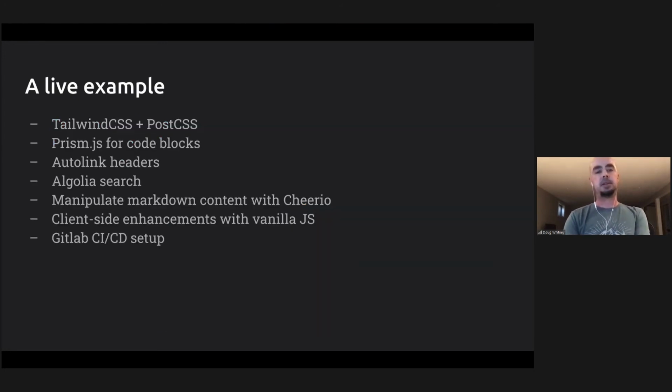A couple of other things you'll see in the demo repo, in the stack that we used. Prism.js was great for syntax highlighting, and then Gatsby plugins for things like auto-linking headers so that you can deep link to any section of the content.